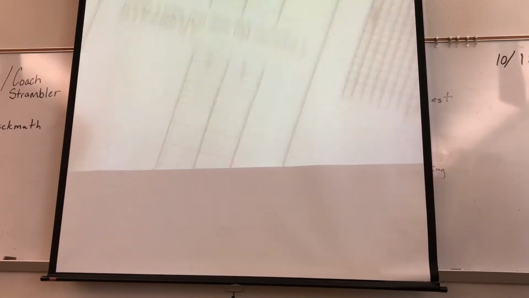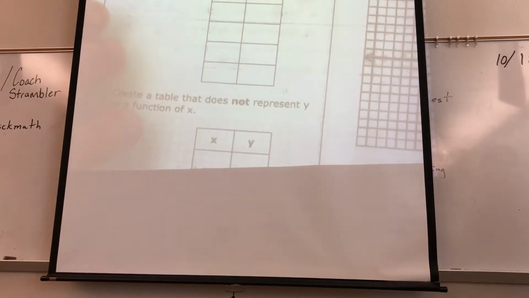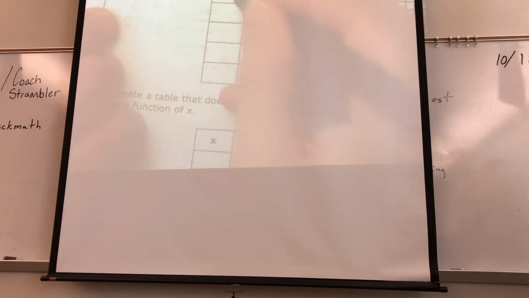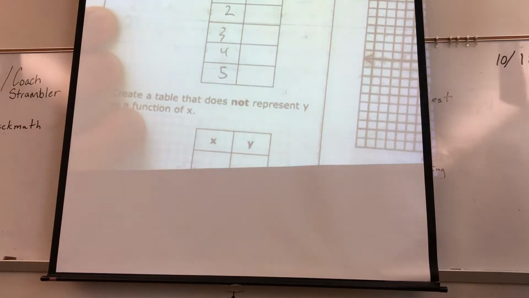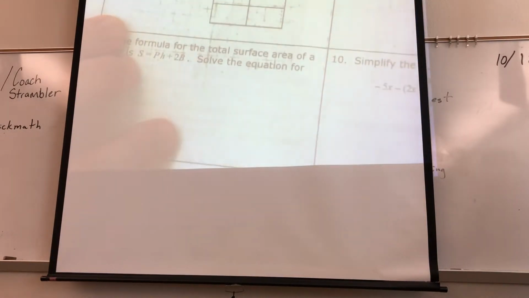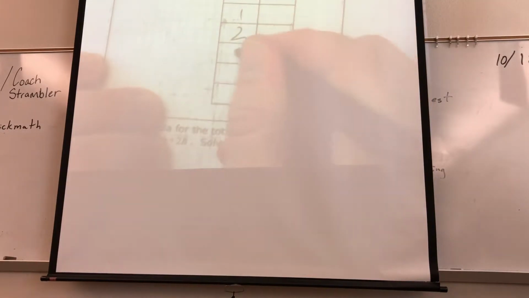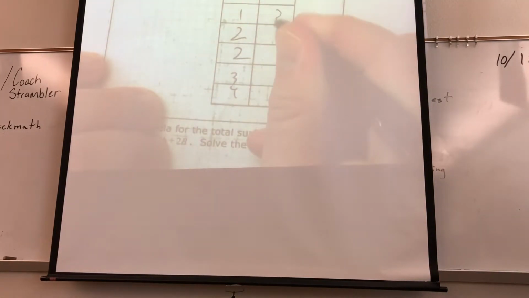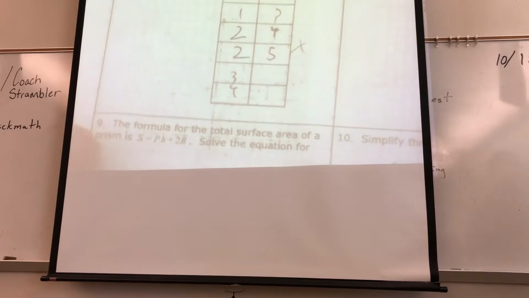Number 7, a table where y is a function of x means it's going to be a function. Just don't have any repeating x's. It doesn't matter what the y's do. On a table that does not represent a function, 1, 2, 2, 3, 4, 3, 4, 5, I would be in 2 different places at 2. I can't do it. This one's not a function.